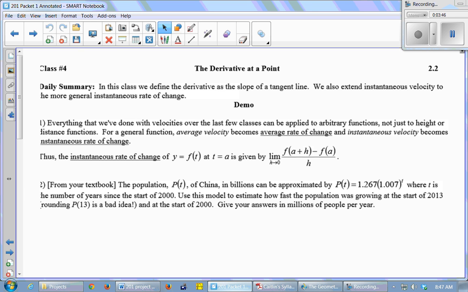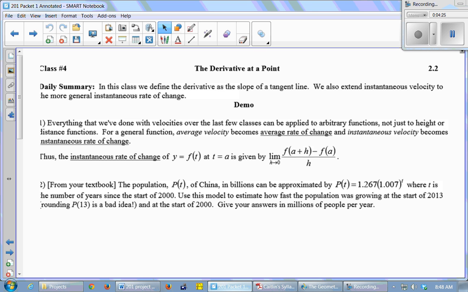Okay. So everything that we've done with velocities over the last few classes, average velocity being the slope of a secant line, instantaneous velocity being the slope of a tangent line, we can apply all of those concepts to arbitrary functions, not just height or distance functions, so that we're not just talking about distance and speed. So for a general function, instead of saying average velocity, we start saying average rate of change, if it represents anything other than distance and time. We talk about average rate of change, and instant velocity becomes instantaneous rate of change.